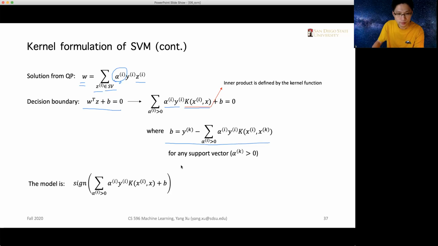Okay, and the model is basically this way, because we just need to look at on which side of the decision boundary a new data point is. Okay, if it's on one side, then it belongs to one class. If it is on the other side, it belongs to the other class.